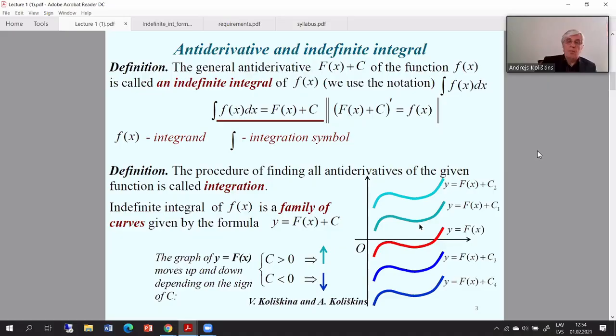So in fact, the set of all antiderivatives of the given function is represented by a family of functions, family of curves in the xy plane for different values of the constant c.